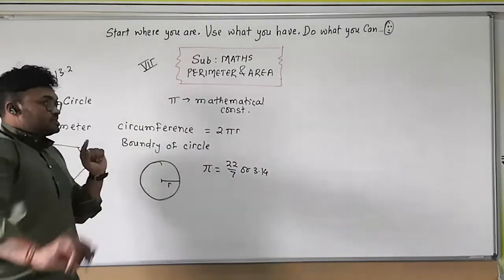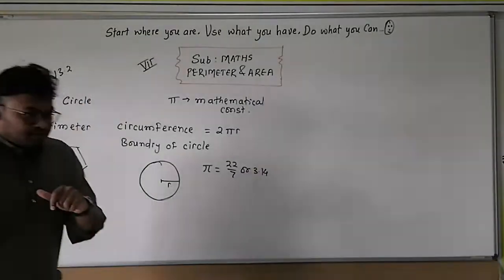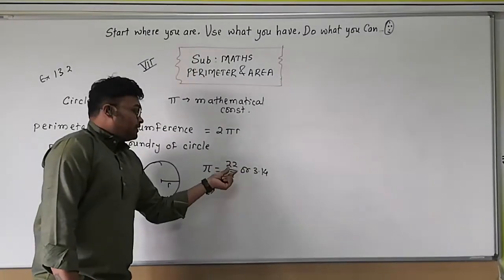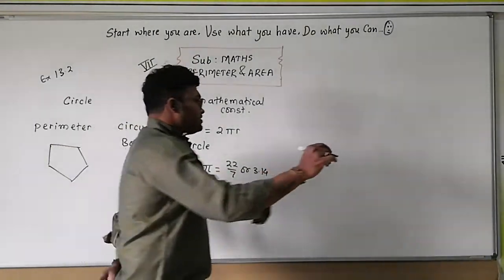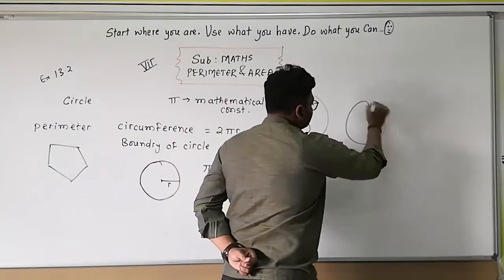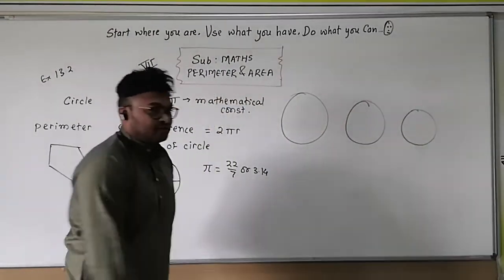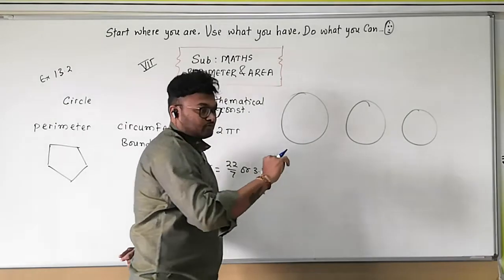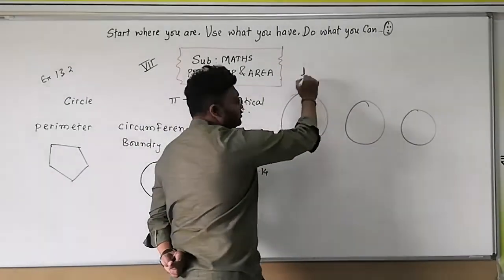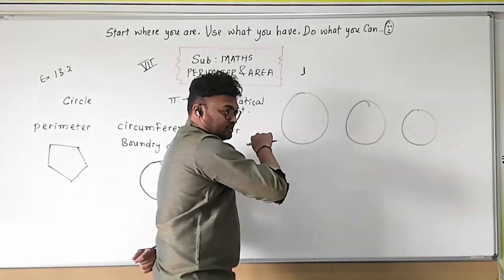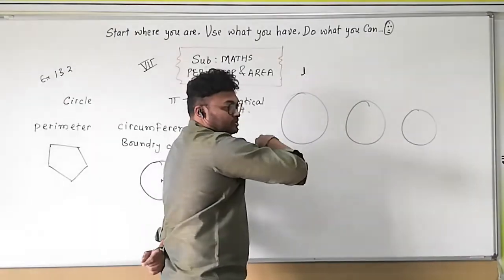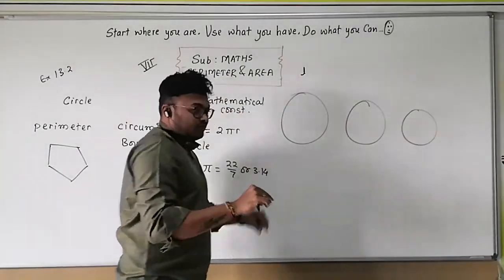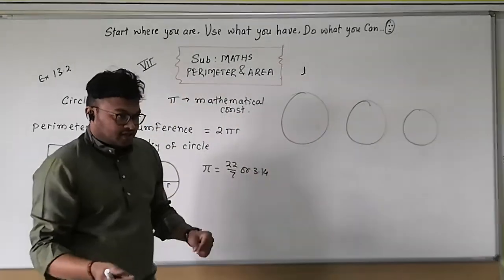Because there is an Indian mathematician, Aryabhatta, who invented this value of pi, 22 by 7 or 3.14. Now see, I will tell you. Let us say I take 3 different circles. He made circles with different lengths of rope. I already have a length of rope and I made one circle with it. So I know the boundary length because I have prepared it with a fixed length of rope.